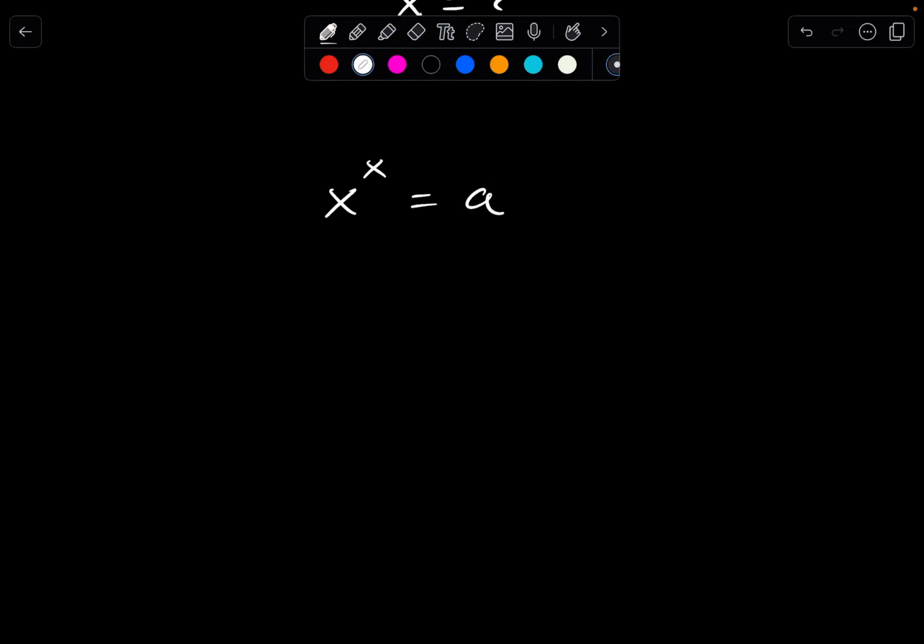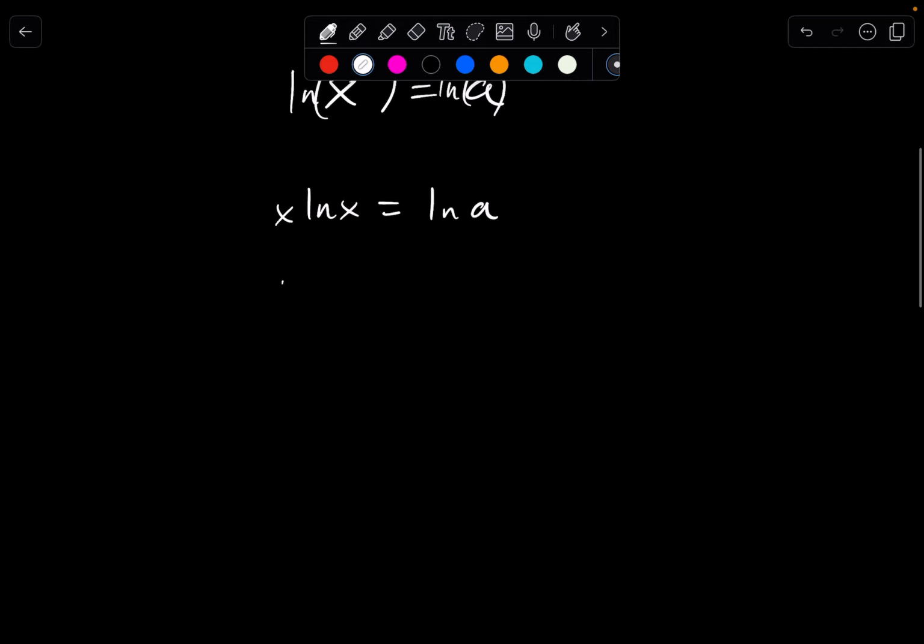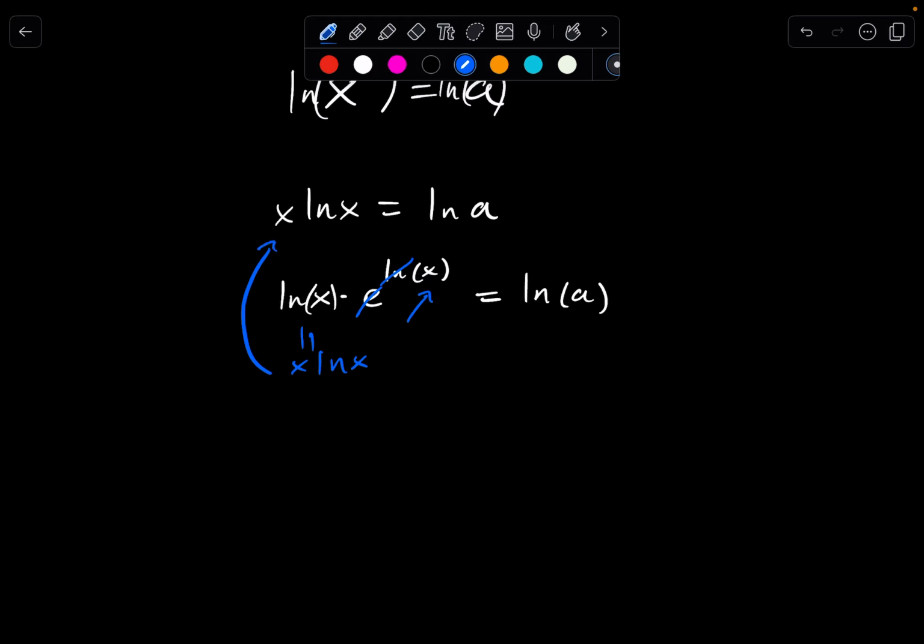x to the x. Let's see if we take ln on both sides. Always a handy trick if we want to reduce our exponent into a coefficient. So now we get x ln x is equal to the natural logarithm of a. If we rewrite this a little more, we can see ln of x times e to the ln of x is equal to the natural logarithm of a, just like that. So the reason this works is because e and ln cancel, so we're left with x, and that becomes x ln x, which is just the same right here. So these two expressions are still equivalent. It's just another way of writing it.